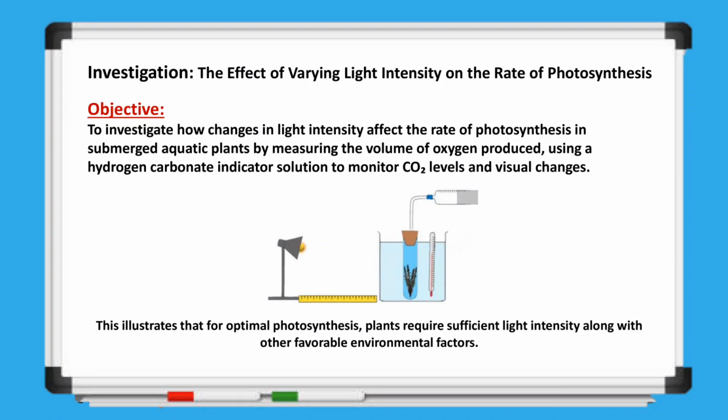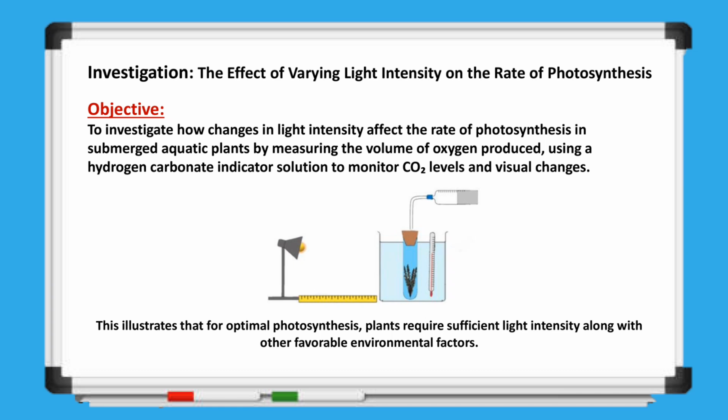Alright, let's begin our investigation by looking into the effect of varying light intensity on the rate of photosynthesis in submerged aquatic plants. So, this investigation is all about understanding how changing the light intensity affects the rate of photosynthesis in submerged aquatic plants. Coming to the objective of the experiment, the purpose is to find out how different levels of light influence the plant's ability to photosynthesize.